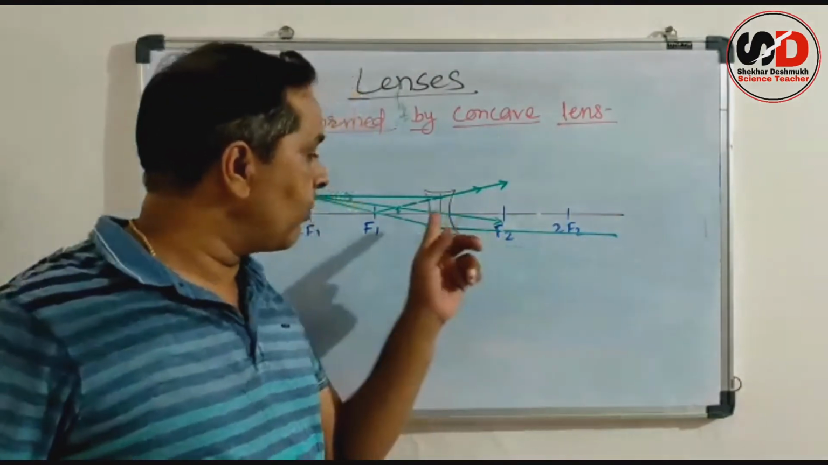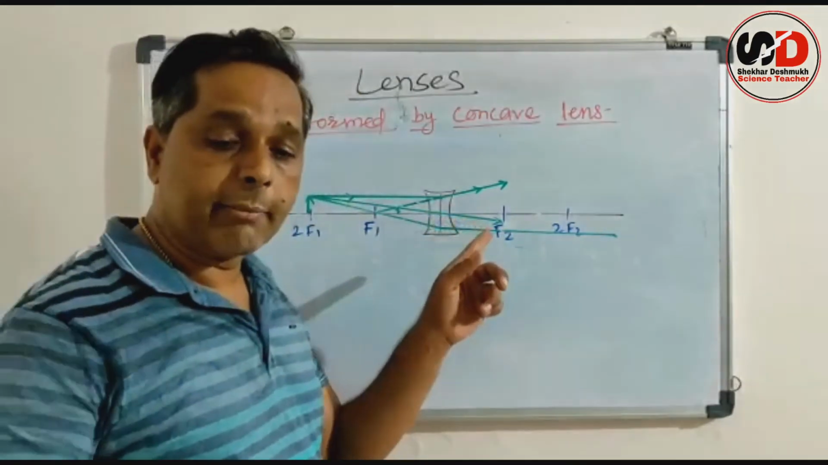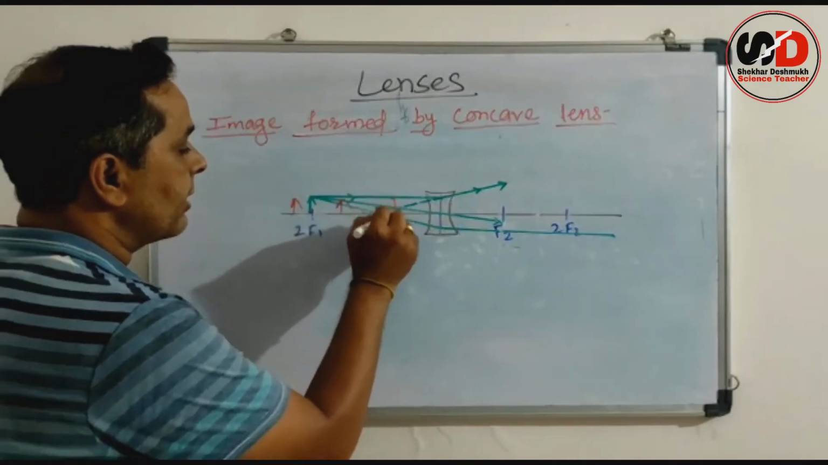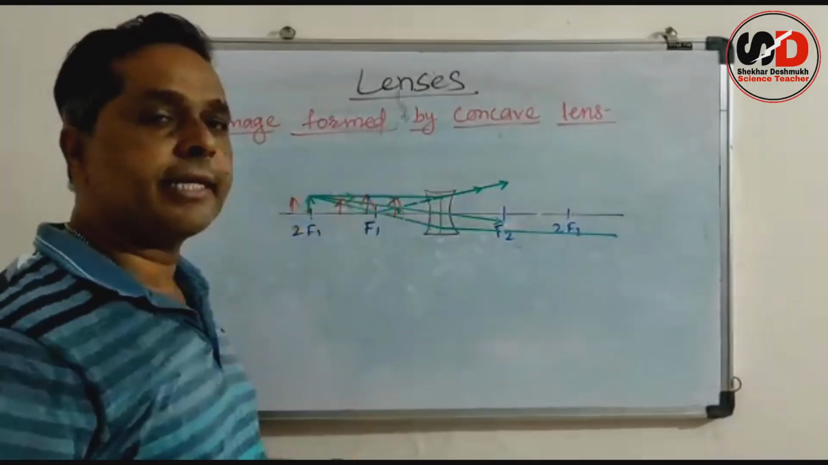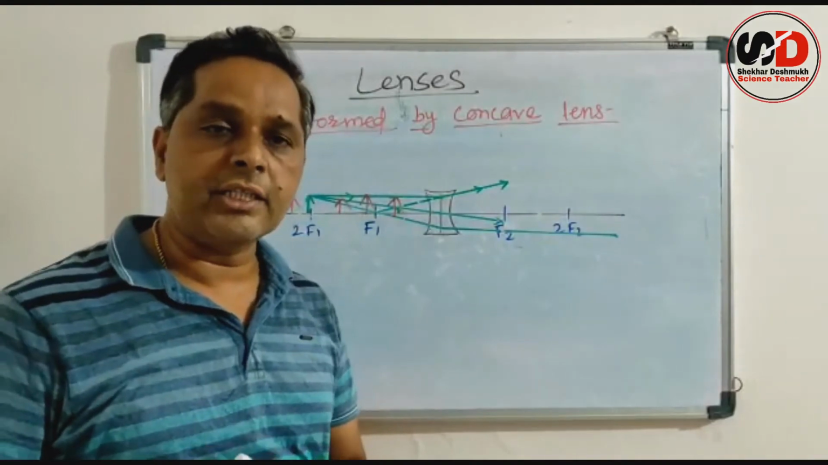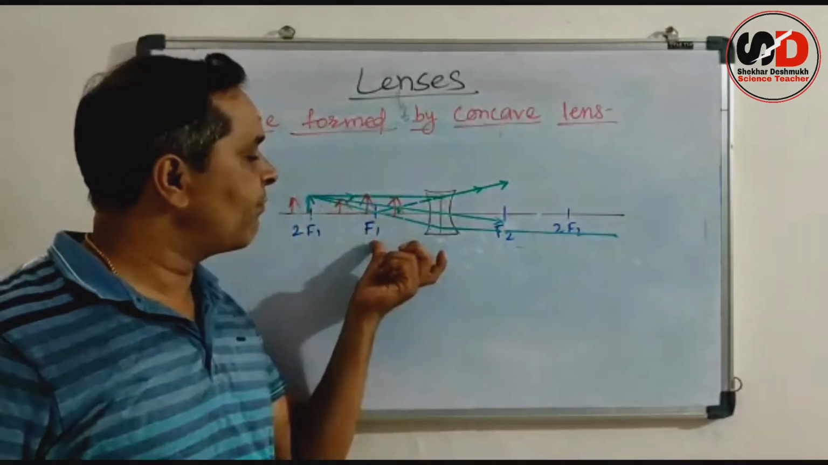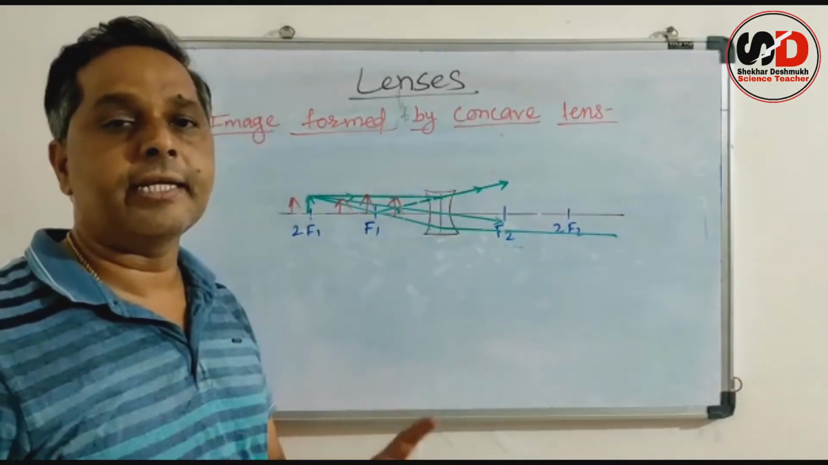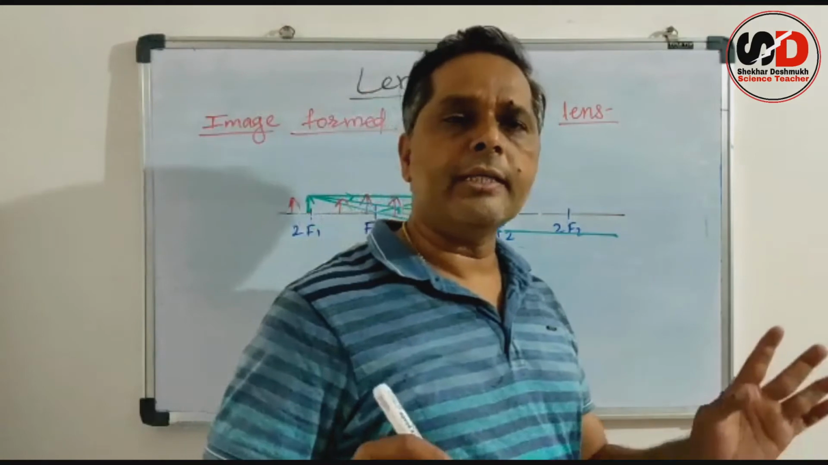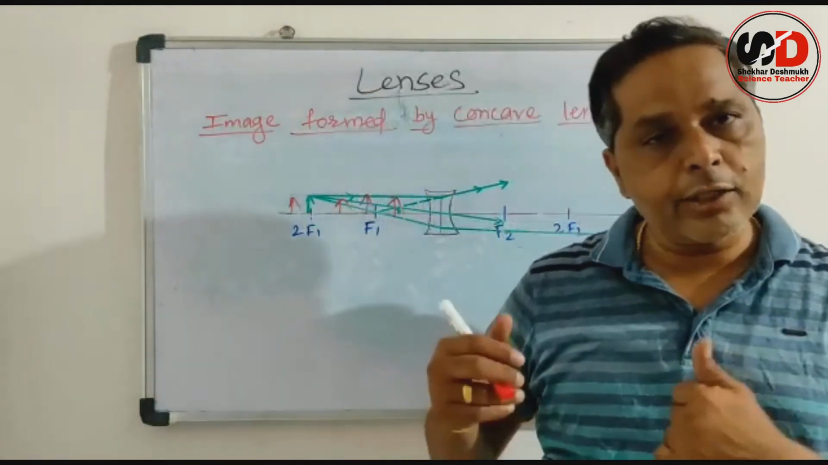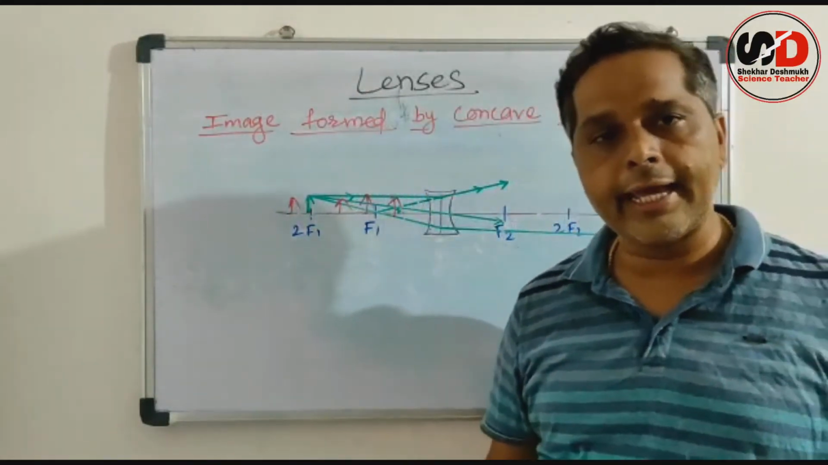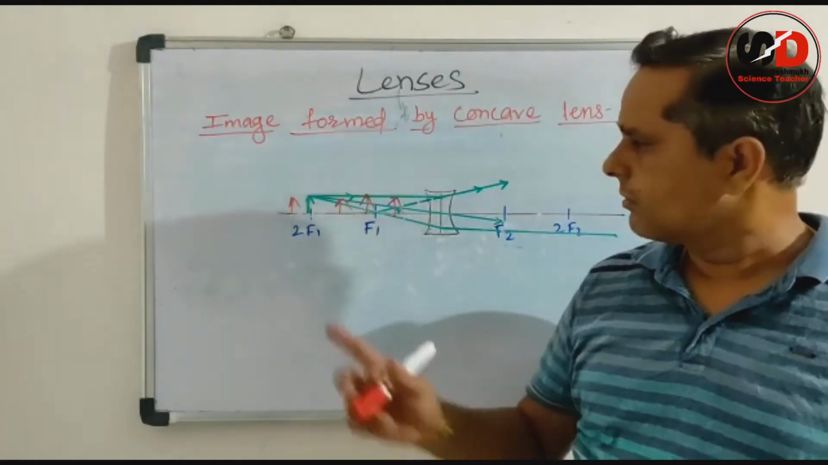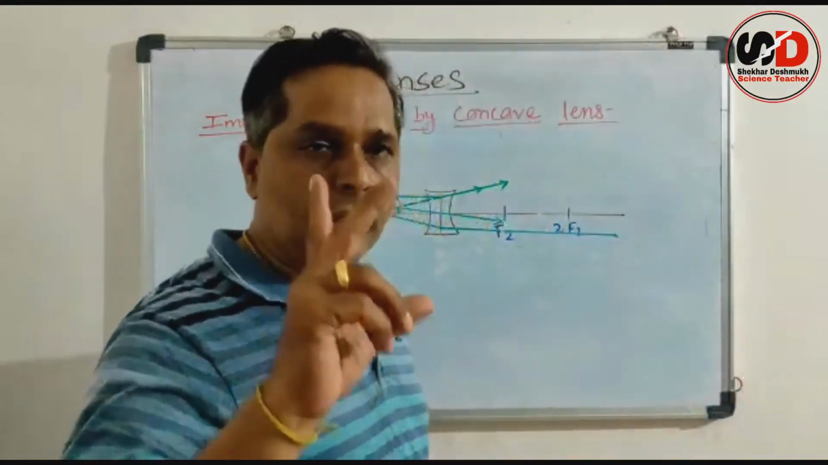If the object is placed at any point between infinity and optical center O, that means anywhere here, the image is always formed between F1 and O. That means between first focus and optical center O. So it is easy to remember. We can draw the ray diagram for each position of the object. You can use two rules only.